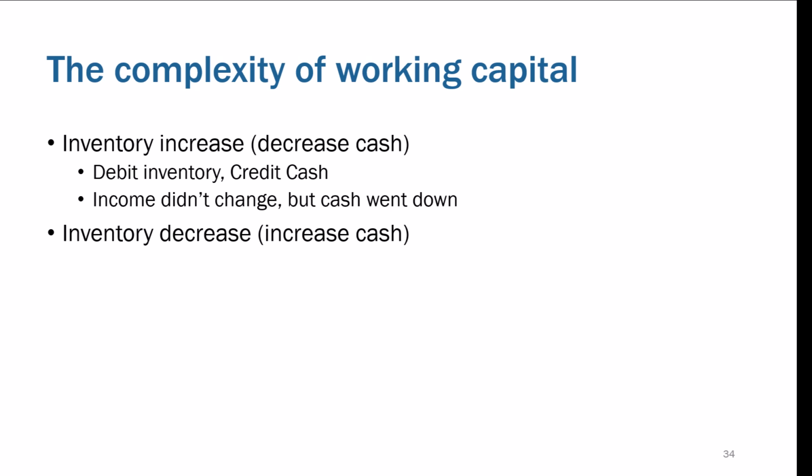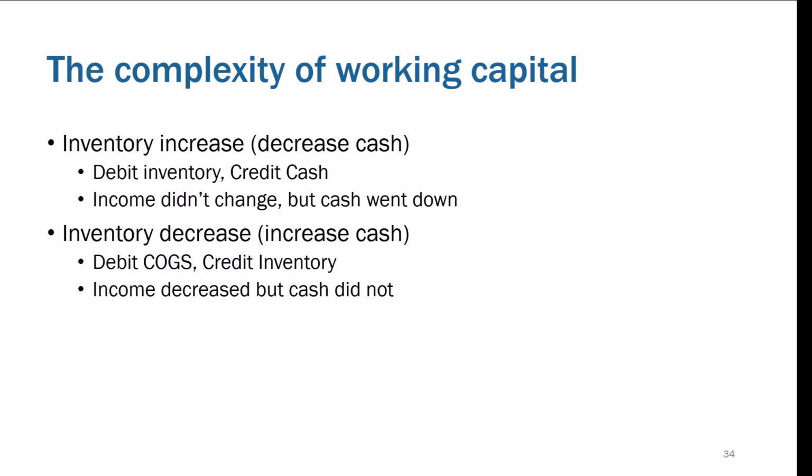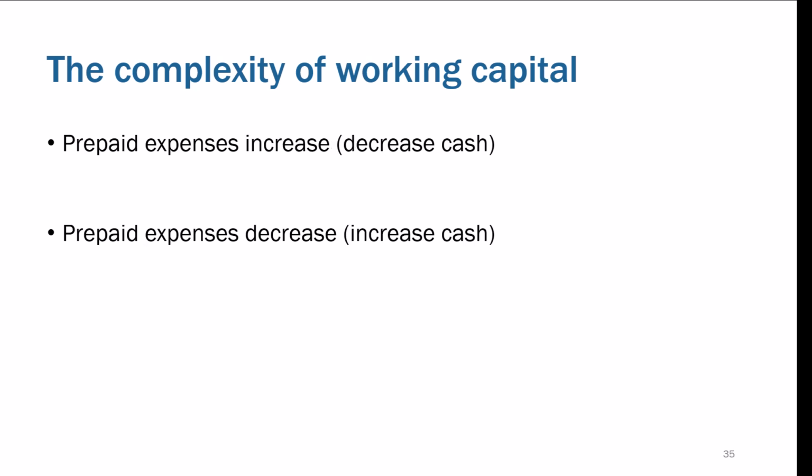Now, if inventory went down, that would be an increase on the statement of cash flows. Why is that? Well, when inventory goes down, it's because we debited COGS and credited inventory. There's a reduction in net income, which is the starting point on the statement of cash flows, but there's no impact to cash. So that's why we would have to do that.